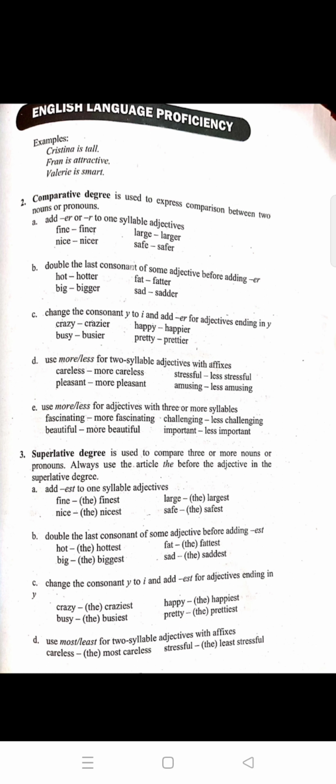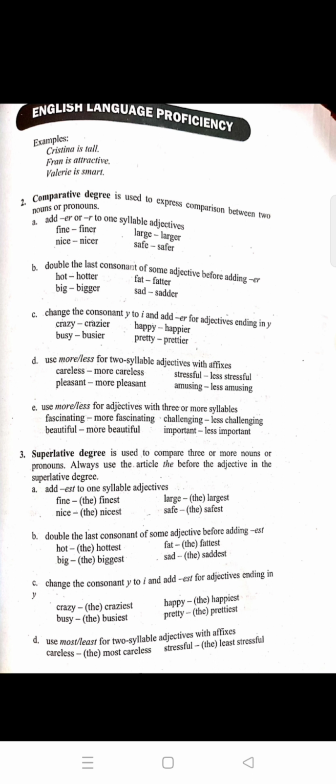in y. Of course, you know this. You learned this in your high school years. Example is busy. You change y to i and then add er for comparative degree. That becomes busier. Happy becomes happier. Pretty becomes prettier. For letter D, you use more or less for two-syllable adjectives.